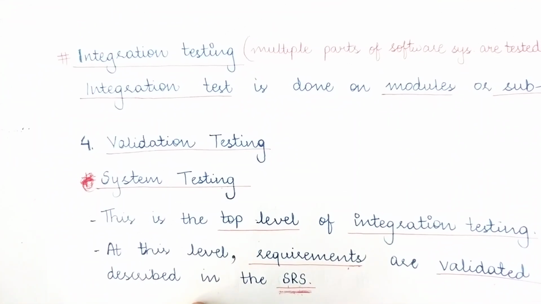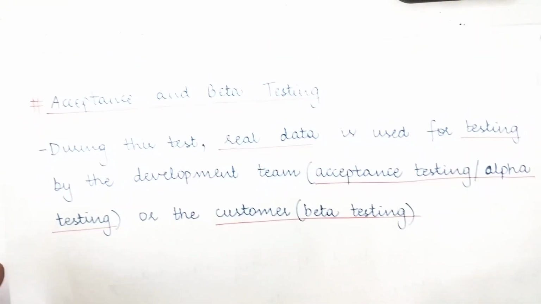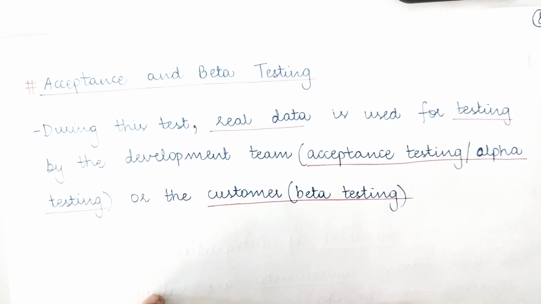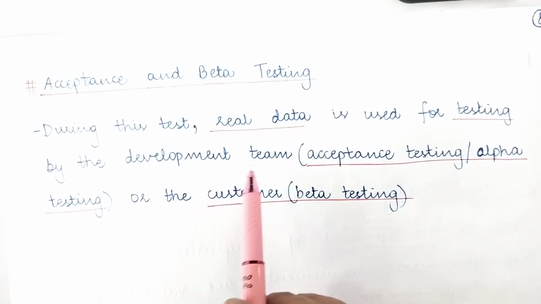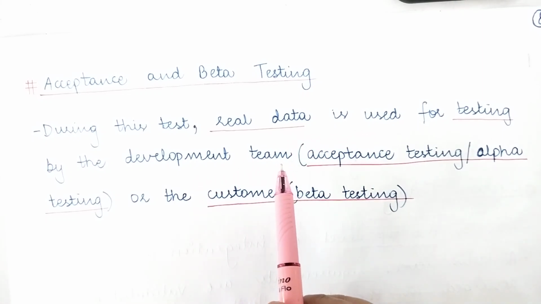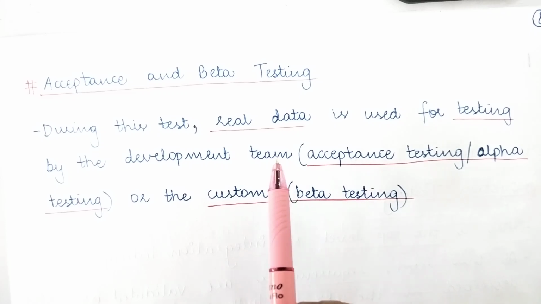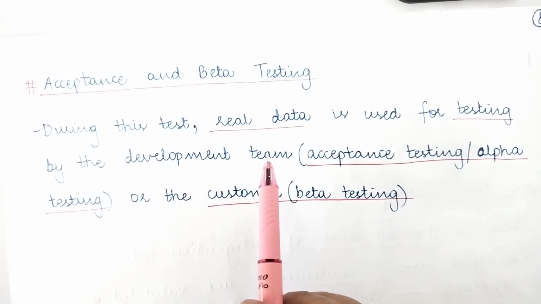Then in validation testing, after system testing, there is acceptance and beta testing also. During this test, real data is used for testing. That means for the system which is finally implemented, you put real-time data. You do not put any fake or dummy data, but real data which would be put by the organization when the system is working.